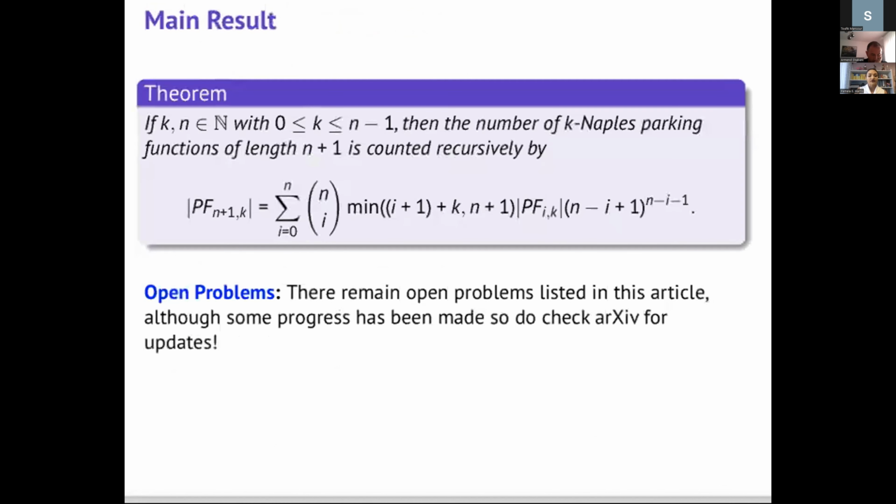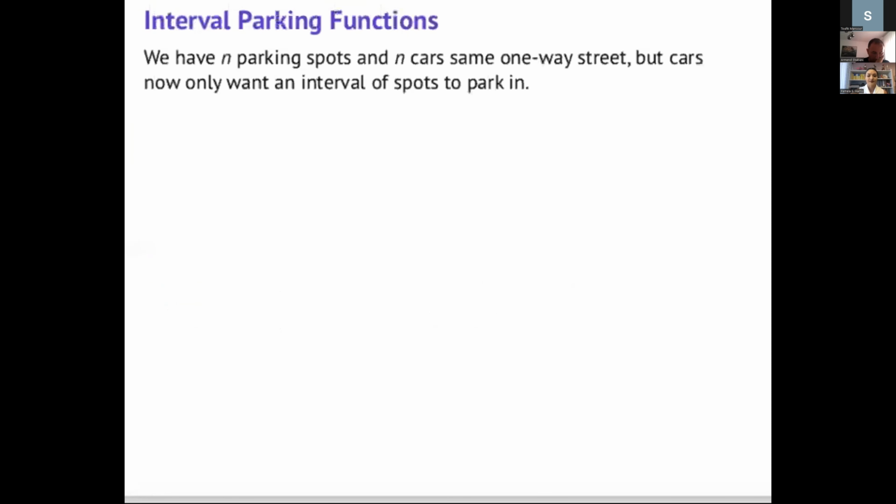Our main result gave an enumeration for these using a recurrence. And there are so many open problems remaining in that paper. This one got published in the Electronic Journal of Combinatorics. But I would say that there has been some progress made on some of the open problems that we listed in that paper, so you should check the archive for updates before you undertake any of those listed there.